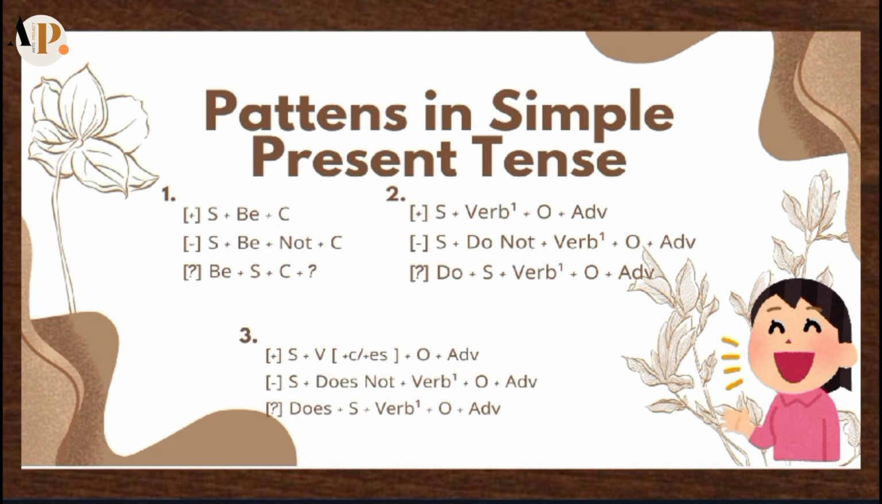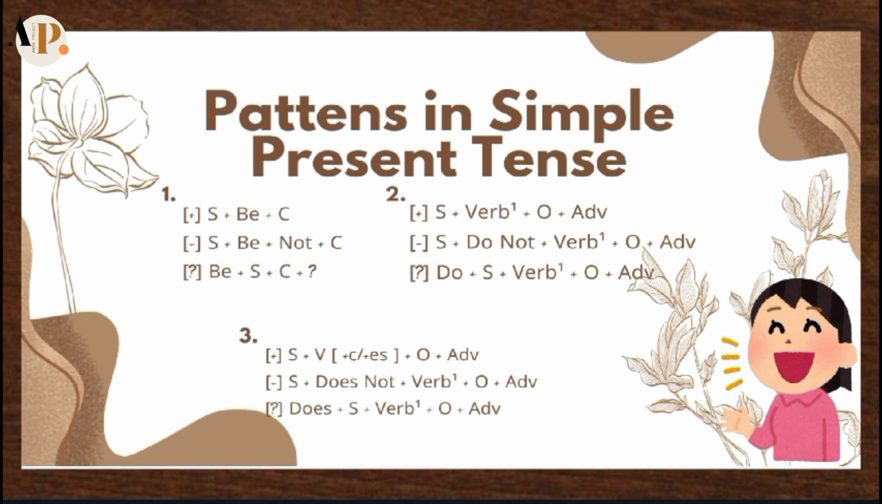If the sentence is a negative, the pattern is subject plus do not plus verb 1 plus object plus adverb. If the sentence is a question, the pattern is do plus subject plus verb 1 plus object plus adverb.